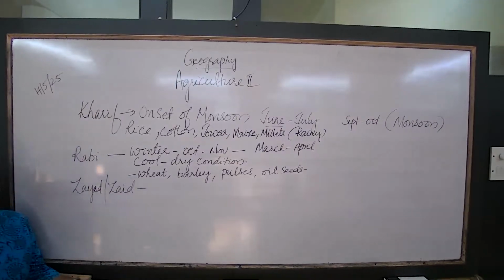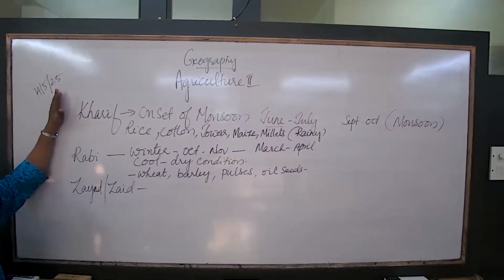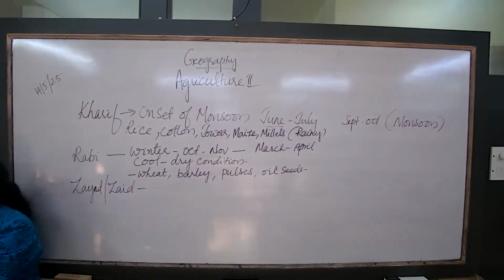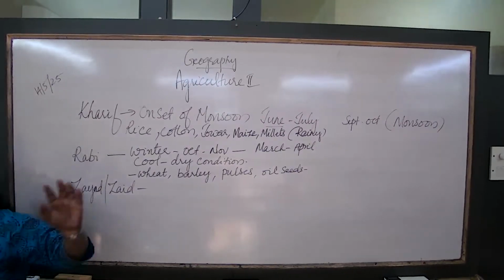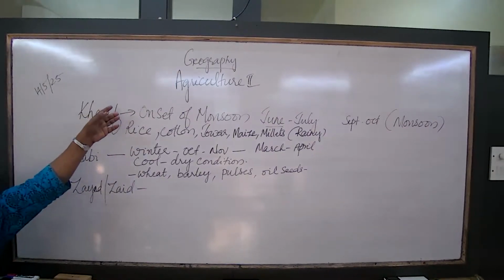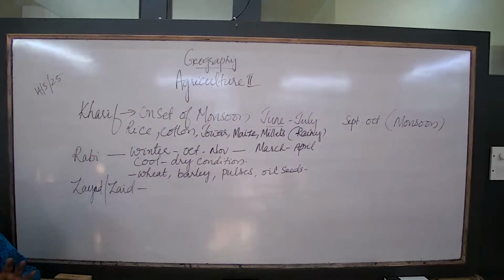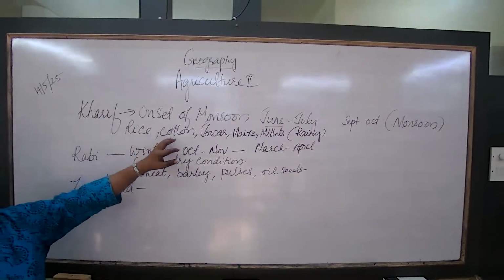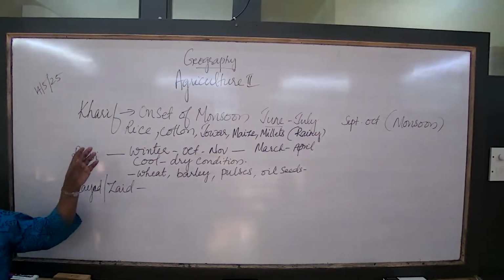Now we have seen Kharif is starting with the onset of monsoon. For example, when summer is ending, there will be pre-monsoon showers. That time the land will be tilled, and as and how the rain starts, the sowing of this crop will take place. So that is why it is a monsoon crop. That is, the cropping season is monsoon. Then we have seen it is taking place in June, July, and harvesting is done in September, October.